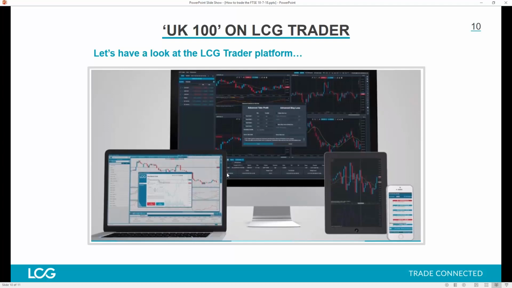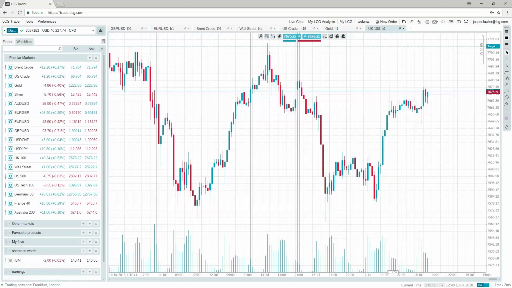So we'll just jump over to the LCG Trader platform. Let's pull that up now. So here at the top, I can see I've already got the UK 100 highlighted. So this is the UK 100 index here.